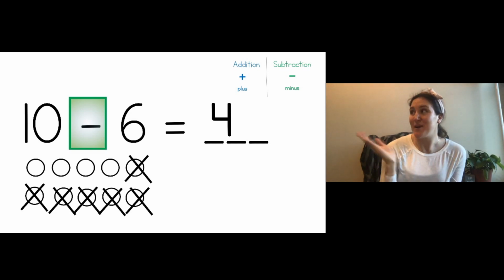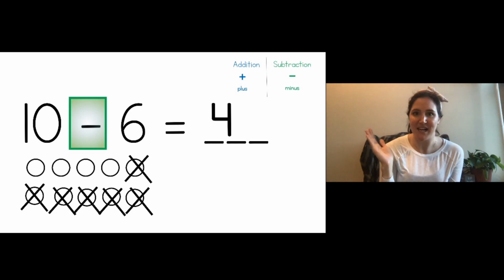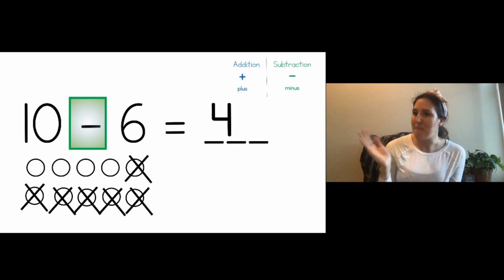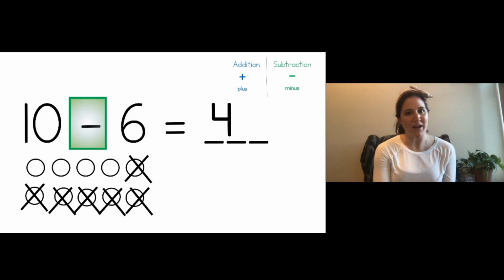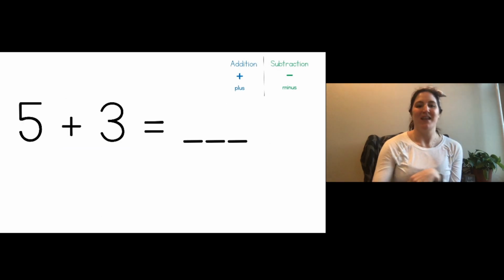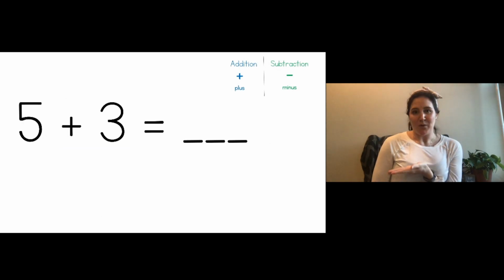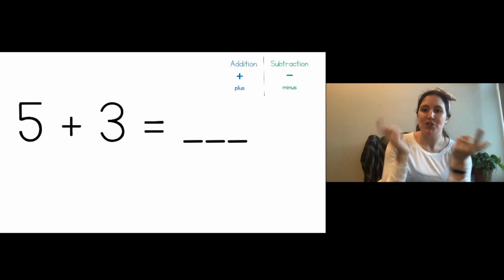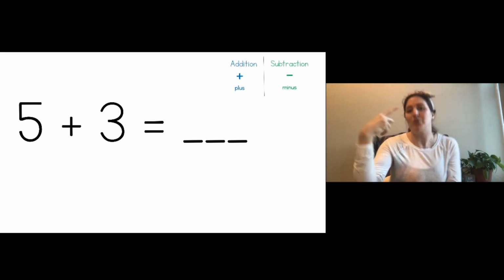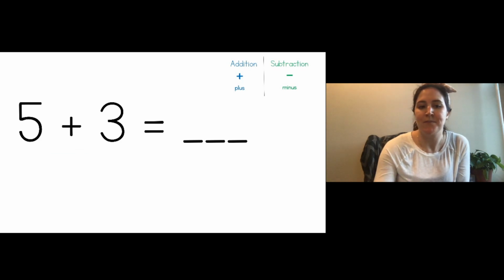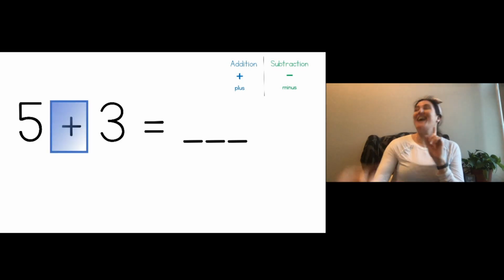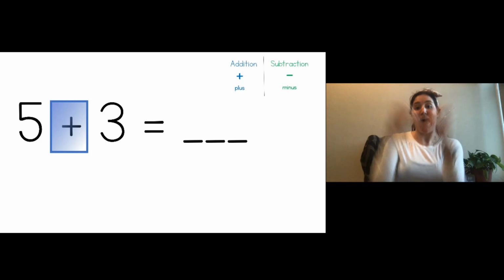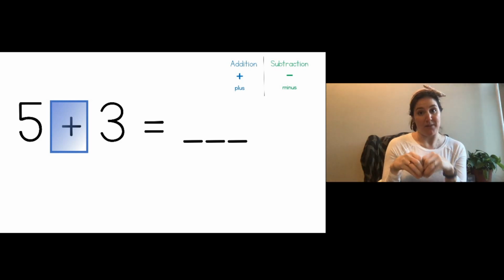Okay, let's read our number sentence together now that we've completed it. 10 minus 6 equals 4. Great reading that number sentence. This is the last one we're going to do together before you do some by yourself. What symbol do you see? Do you see plus or do you see minus? Yeah, it's a plus sign. So we're going to be adding the two numbers together.